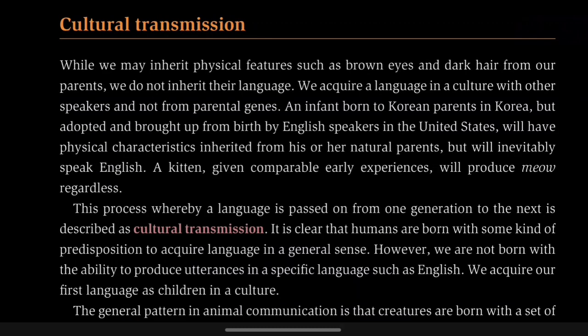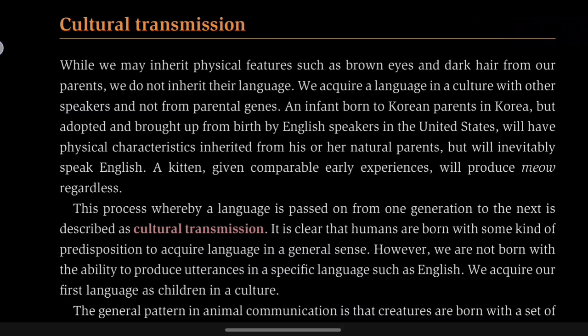Now moving to the fourth property, it is cultural transmission. Small definition and an example. Cultural transmission means the language is passed on from one generation to the next. The example: while we acquire physical features such as brown eyes and dark hair from our parents, we do not inherit or acquire their language. We acquire a language in a culture with other speakers and not from parental genes.